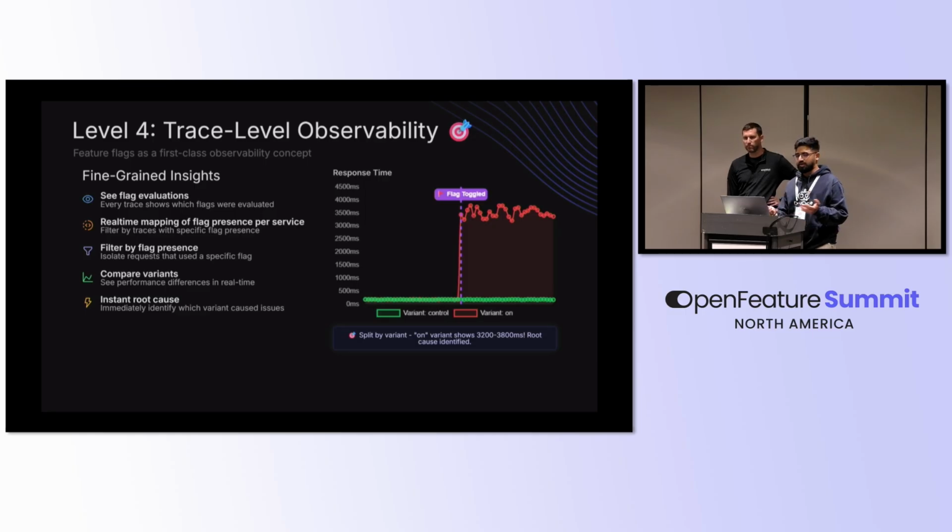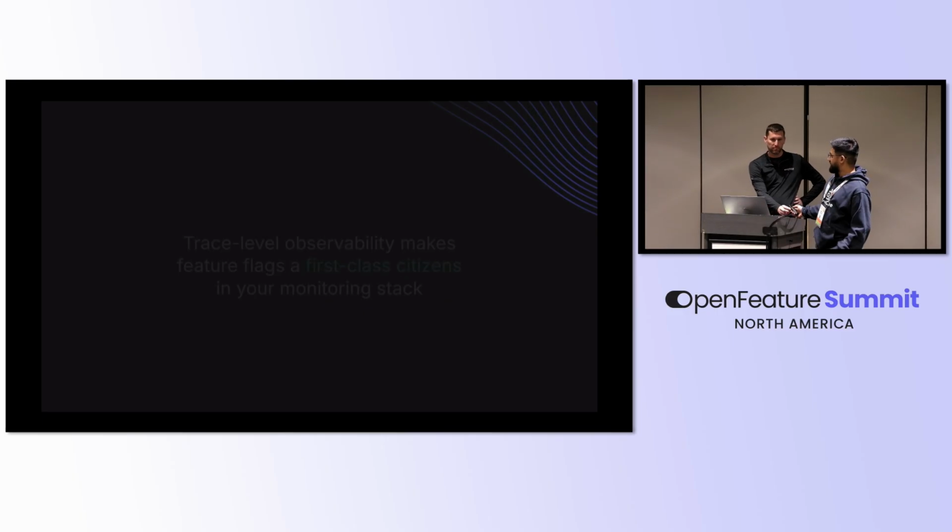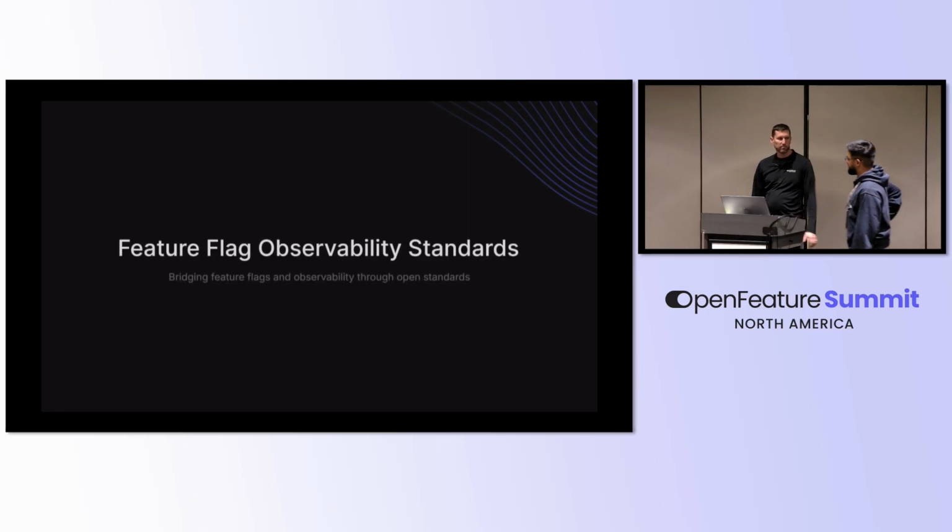It's going from 160 milliseconds, and as an average, that kind of makes sense. But if you see a very small rollout, this becomes a very big issue. So that gives us added insights into our variants as well. And that's saying that trace level observability allows feature flags to be first-class citizens in our monitoring stack. I'm going to hand it over to Mike to talk a little bit about the standards now.